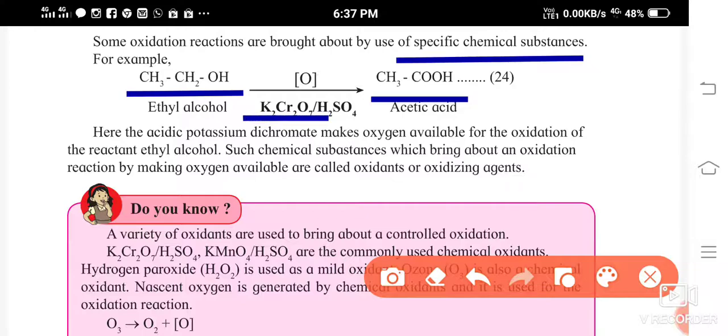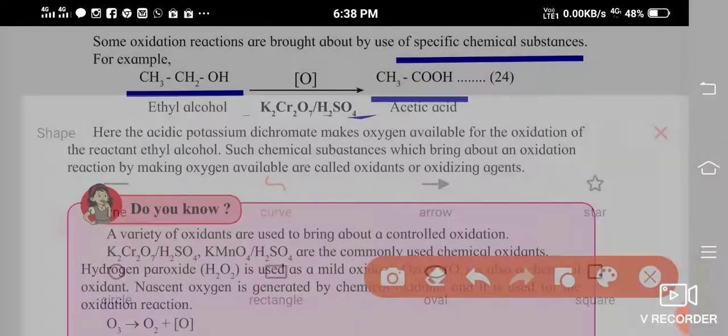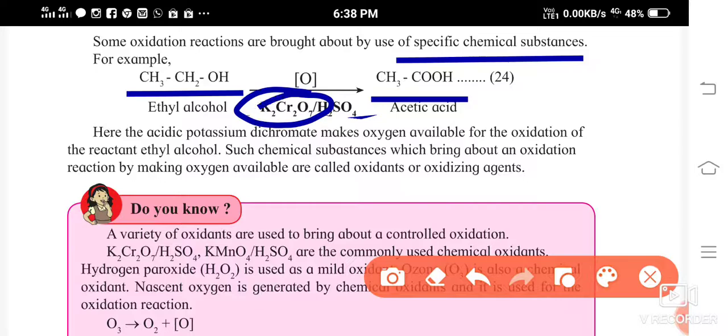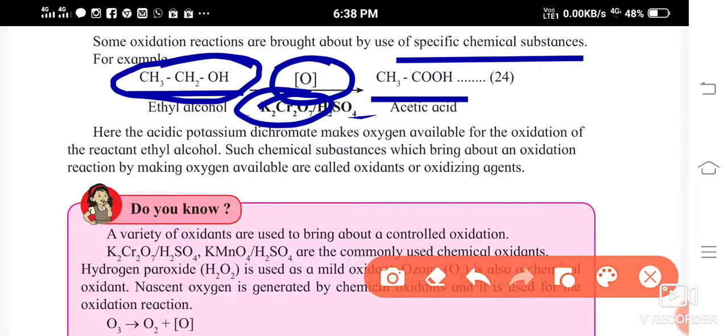Potassium dichromate, K2Cr2O7, and sulfuric acid. So here the acidic potassium dichromate makes oxygen available for the oxidation of the reactant ethyl alcohol. So what is the work of this potassium dichromate? It is going to provide this oxygen for this reactant, that is, for the process of oxidation.